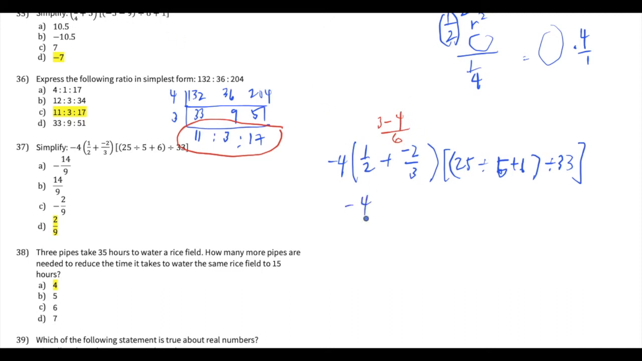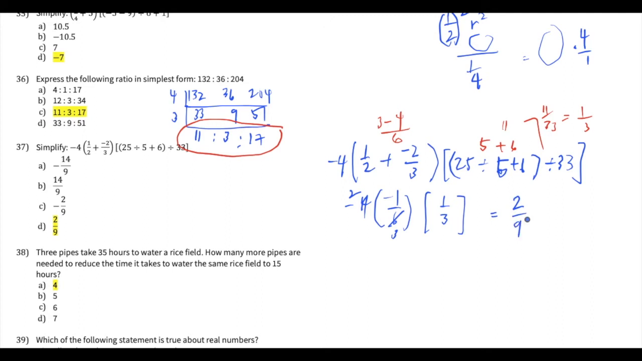So here we have negative 1 over 6 times 25 divided by 5, that's equal to 5. Plus 6, we will get 11. 11 divided by 33, that would be 11 over 33 or simply 1/3. So dito we have 1/3. Cancel yung cancel. Ito magiging 2, ito magiging 3. We have negative times negative magiging positive. So 2 over 9 or letter D.